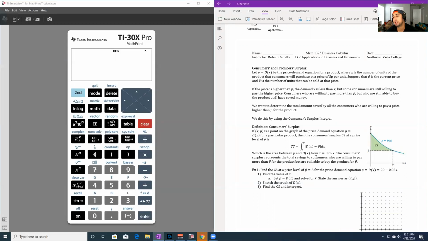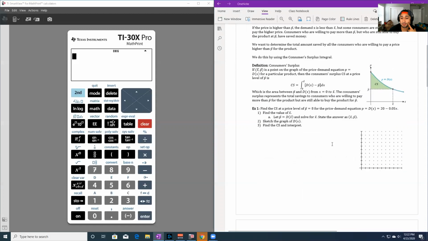So let's say the new TV you want is $2,000. It goes on sale for $1,500, but you still have the money to buy it for $2,000. So you're still able to buy it for $2,000, but now you'll buy it for $1,500, which means you will save money. Okay, we want to determine the total amount saved by all the consumers who are willing to pay a price higher than P bar for the product. So the consumer surplus integral will tell us how much money we as the consumer will save if we have X amount of money to buy it, but can buy it at a lower price. So we'll see how much we save.